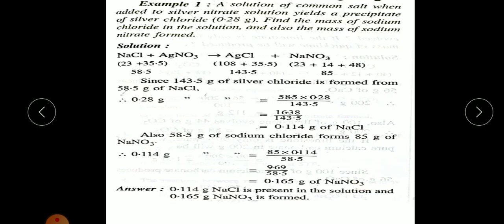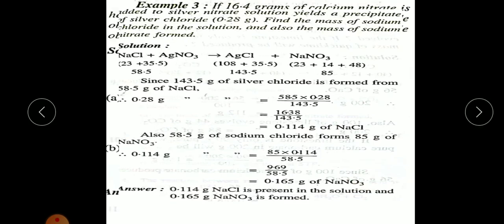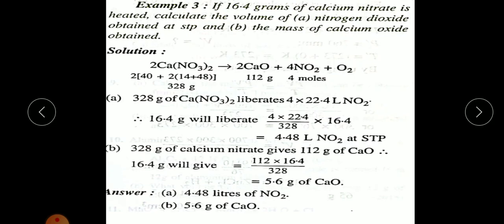So this is how you can do the numerical based on the mass calculation. Now we'll see the second numerical, which is based on the mass and volume calculation. If you have mass and volume calculation, how to do it? Say for example, if 16.4 gram of calcium nitrate is heated, calculate the volume of A, nitrogen dioxide obtained at STP, and B, the mass of calcium oxide obtained. Over here also the equation is not given, but what is given? Calcium nitrate is heated, and as it is heated, it will form calcium oxide, nitrogen dioxide and oxygen. These are the products.